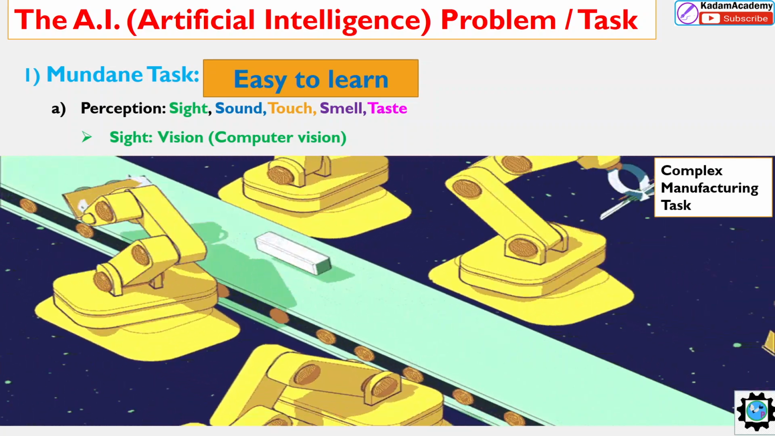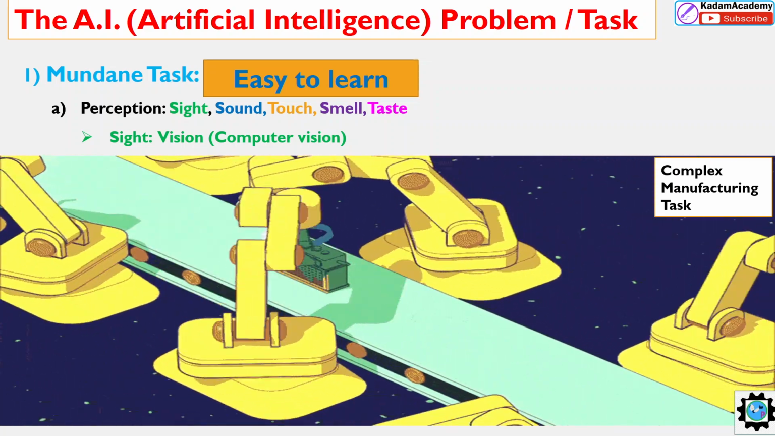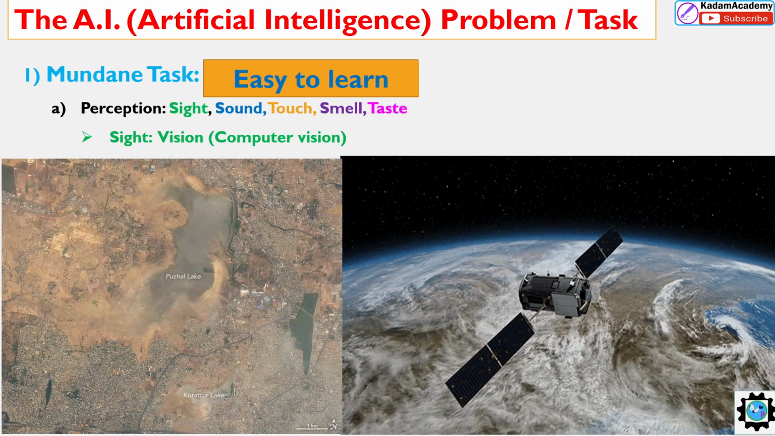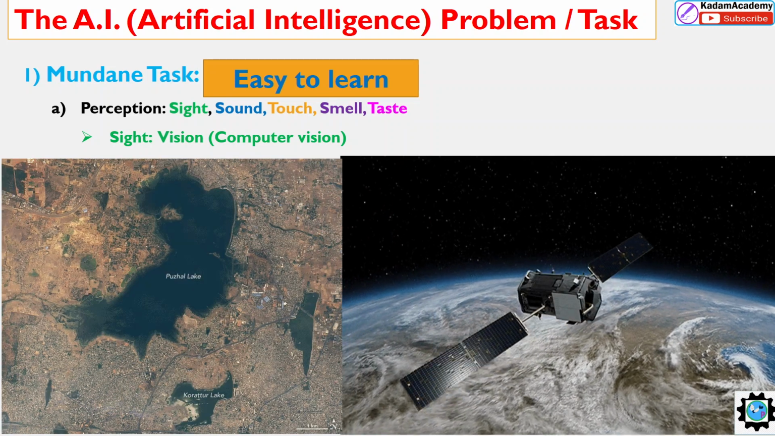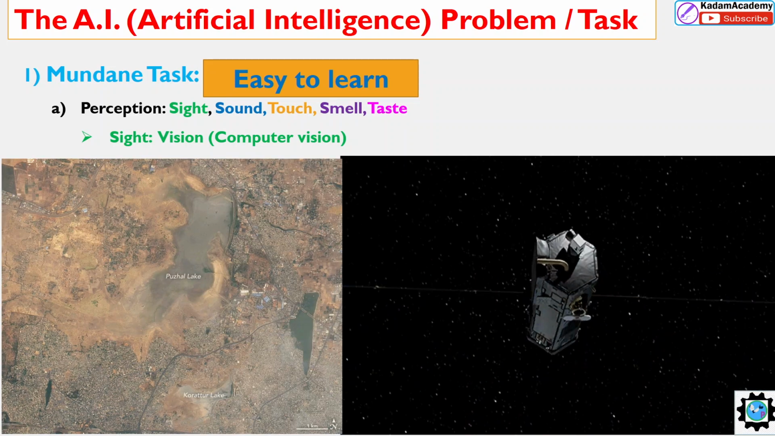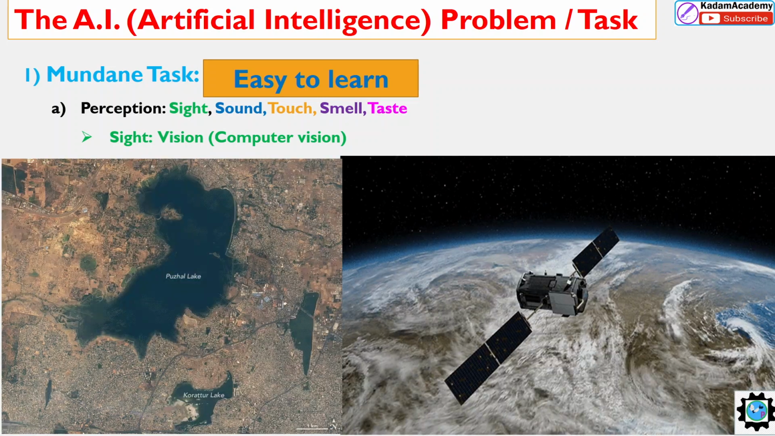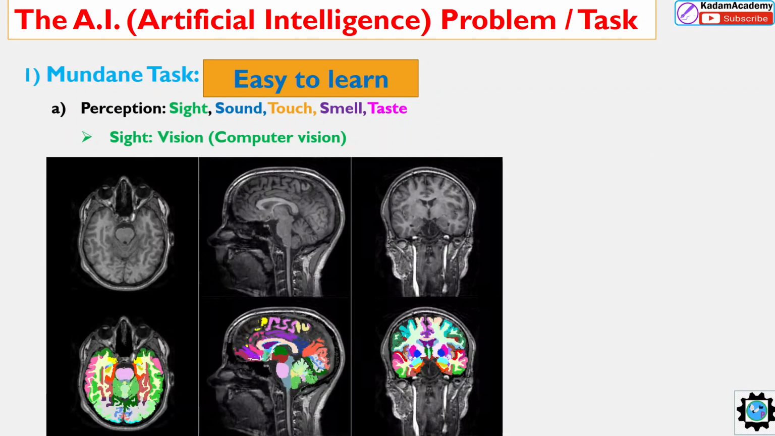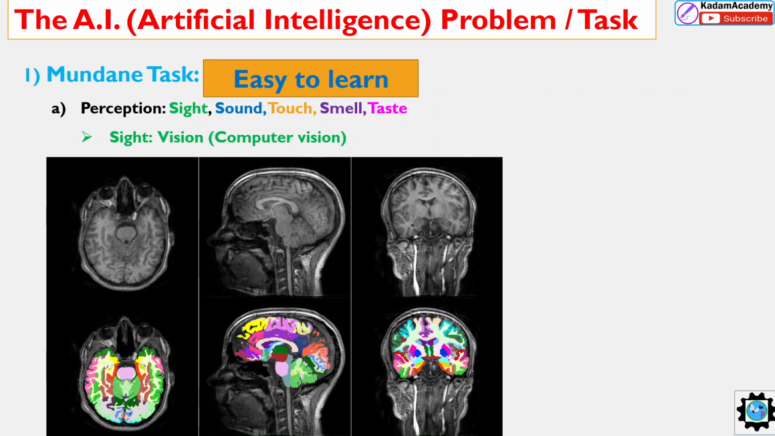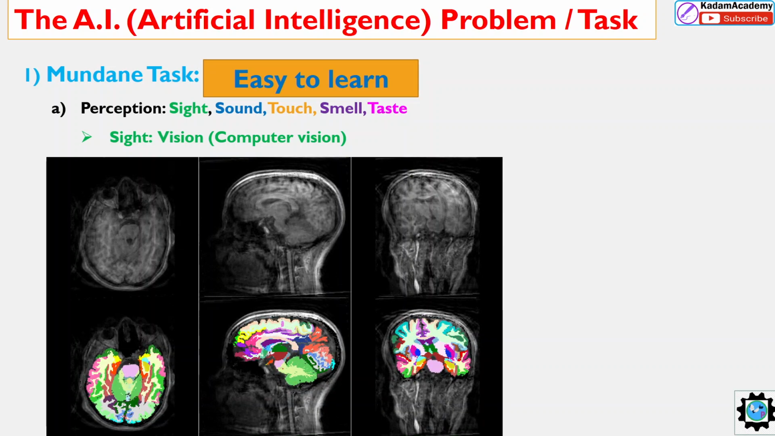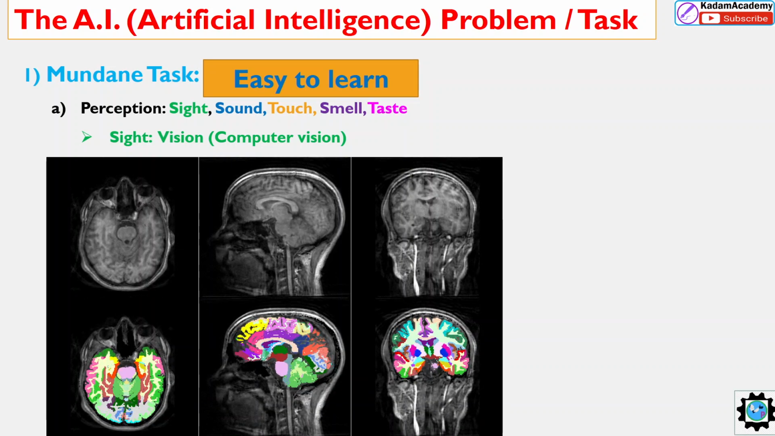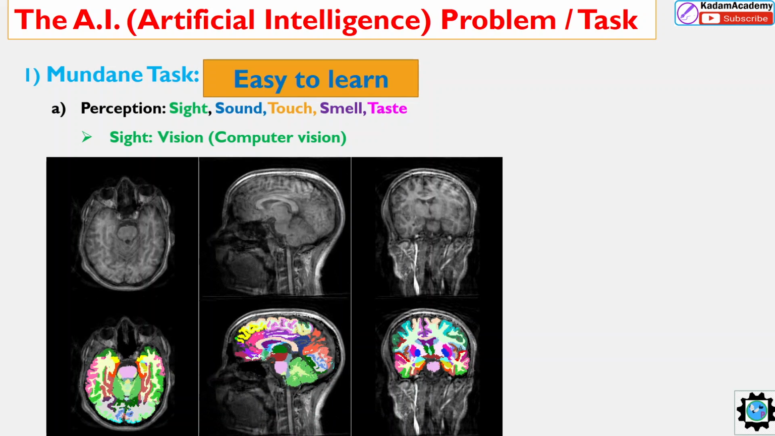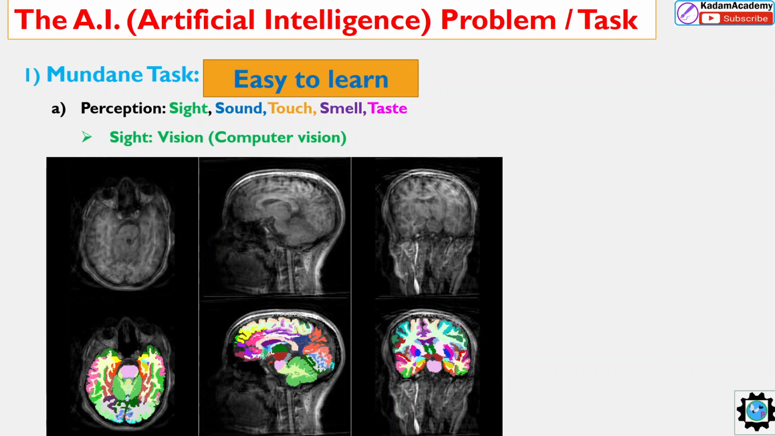So that may be a task you can complete by using vision, or by vision we can analyze satellite images, the images that the satellite gives of the earth. After that we can see medical images, as you can see in this figure. The image is given to you in medical image processing.